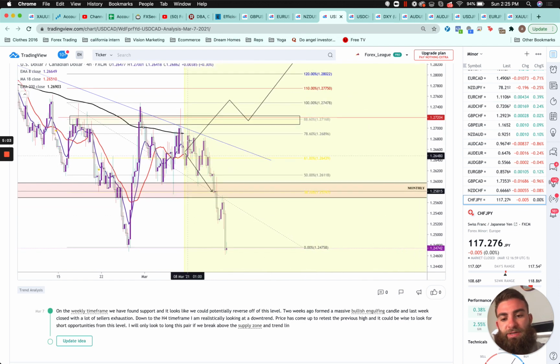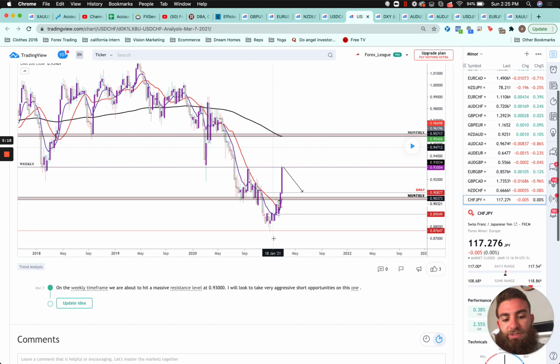As you can see here, price came back, retested, respected this multiple times, and just shot lower. So this was a very clean, easy short opportunity last week, and this thing dropped about 200 pips. So that was USDCAD. Let's look at USDCHF next.